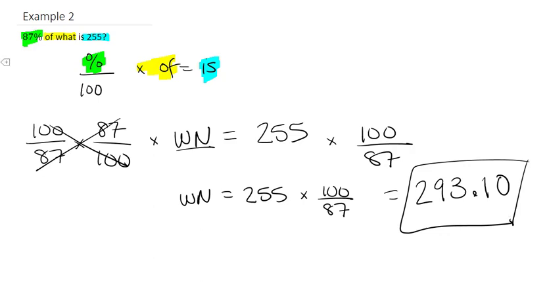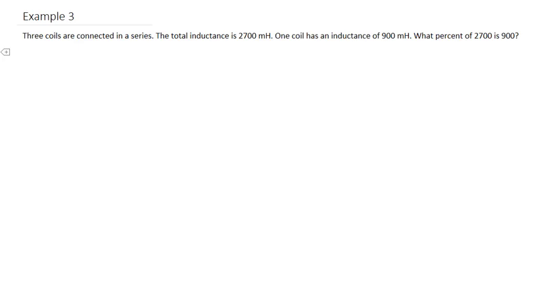Now let's look at another example. Example 3. Three coils are connected in series. The total inductance is 2,700 millihenries. One coil has an inductance of 900 millihenries. What percent of 2,700 is 900? For this problem, we're using the what-percent equation: the number that follows "is" on top, over the number that follows "of" on the bottom, times 100. We are solving for what percent. Then we have "of 2,700," so we put that number right there. Then we have "is 900," so we put that number there.